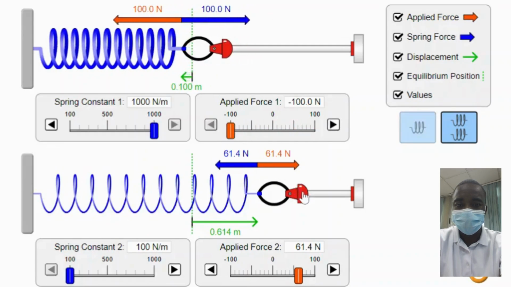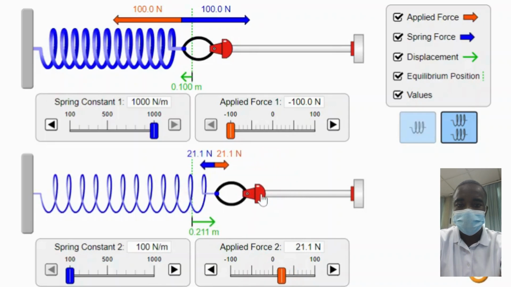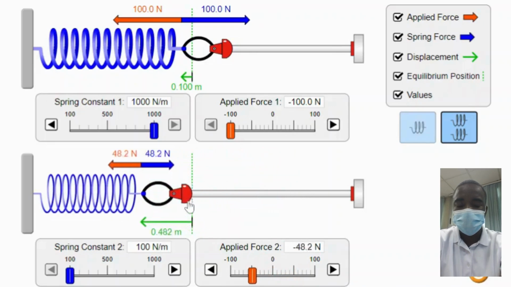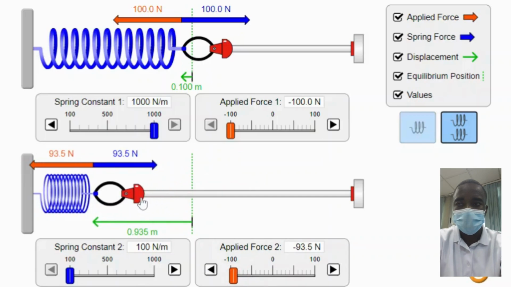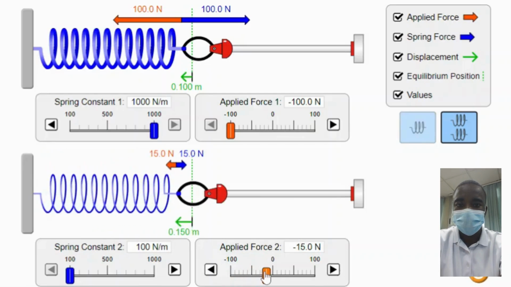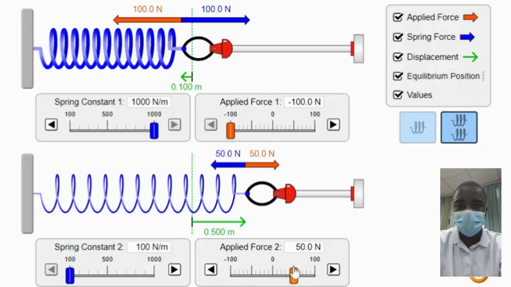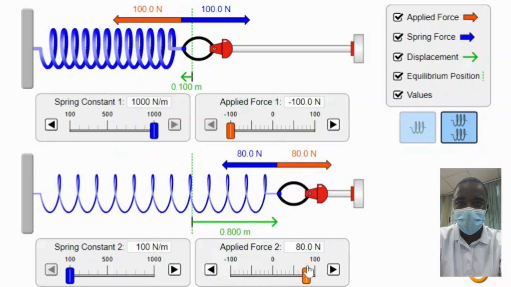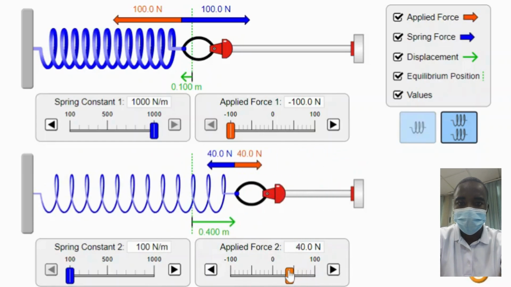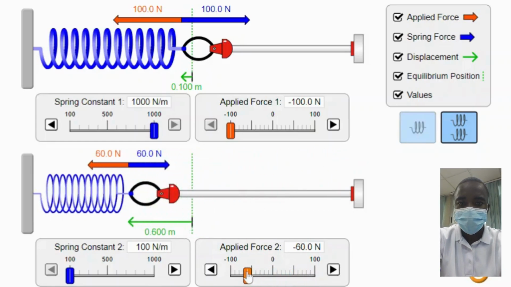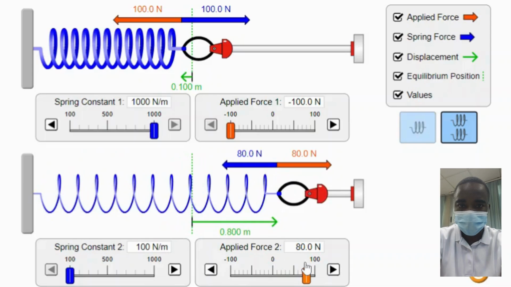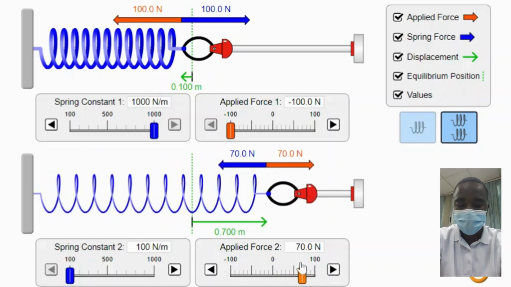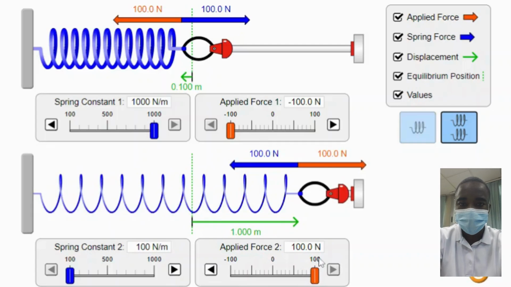The spring force is the restoring force exerted by the spring in response to the displacement. The simulation allows students to observe how the spring force changes with displacement and the configuration of the springs. The displacement is the distance the spring is stretched or compressed from its equilibrium position. Students can observe how the displacement changes with the applied force and the configuration of the springs. The spring constant, K, is a measure of the stiffness of the spring. The simulation allows students to adjust the spring constant and observe its effect on the spring force and displacement.